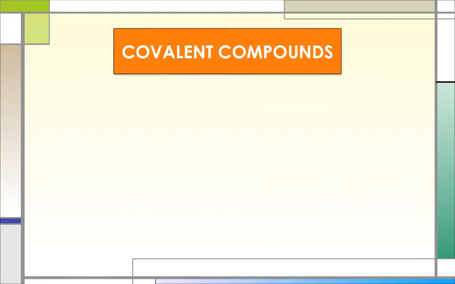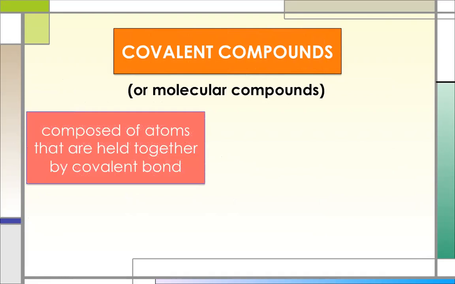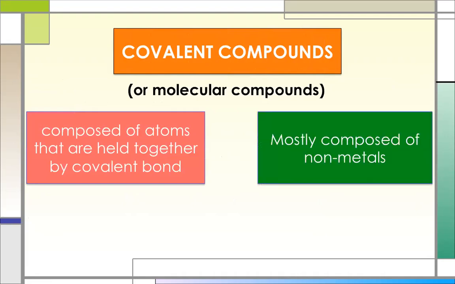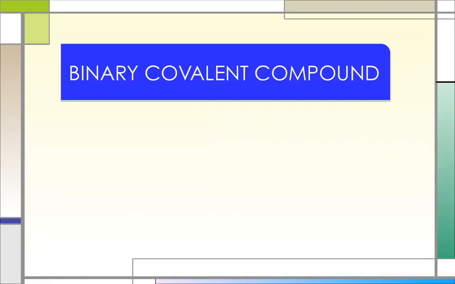Now let's move on to the covalent compounds. We have already discussed the ionic compounds. This time we will discuss the covalent compounds, the writing of formulas. These covalent compounds are also called molecular compounds, composed of atoms that are held together by covalent bonds. When we say covalent bond, mostly composed of non-metals. So pag non-metals, automatic covalent bond or covalent compound siya. Pag metal and non-metal, that is an ionic compound. If metal to metal, that is a metallic compound.